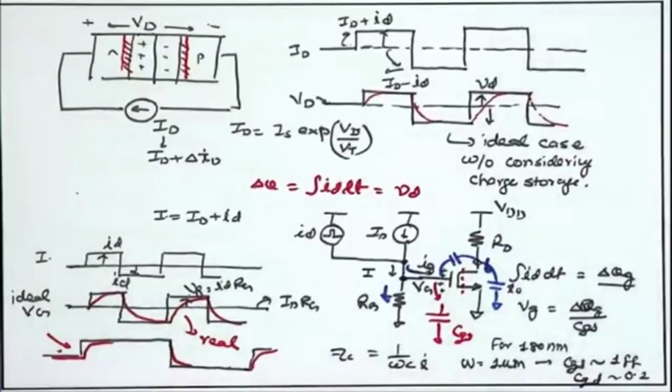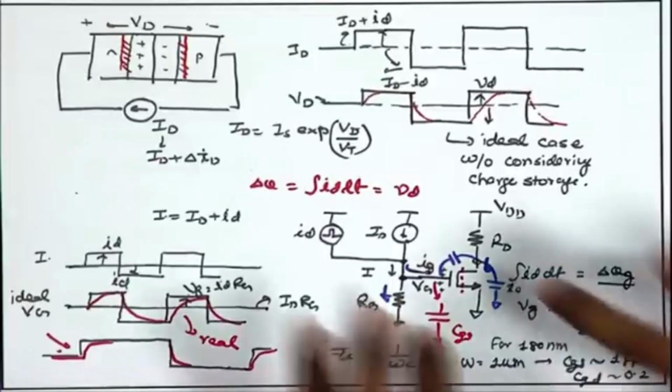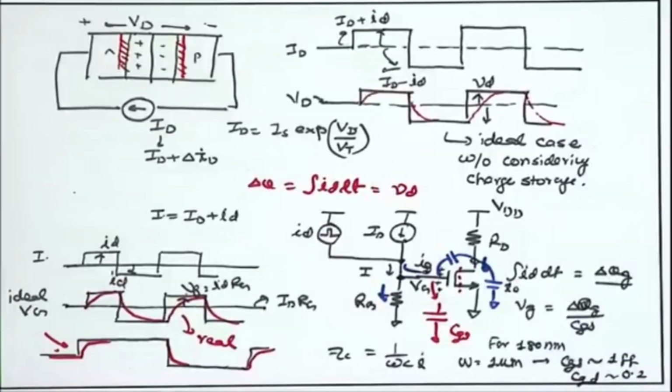So, we can always do the mathematical analysis, we can always find out the complex impedance of the capacitance and do the network analysis by KCL, KVL, find out the frequency domain transfer function, but the basic mechanism how the circuit is slowed down is because of the charge storage mechanism of these parasitic capacitances. That is the origin.